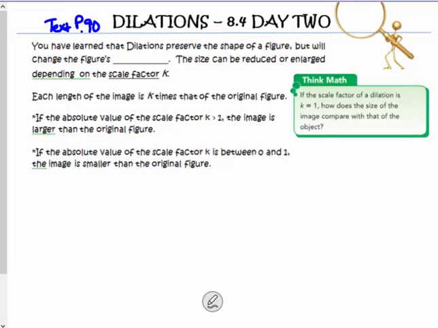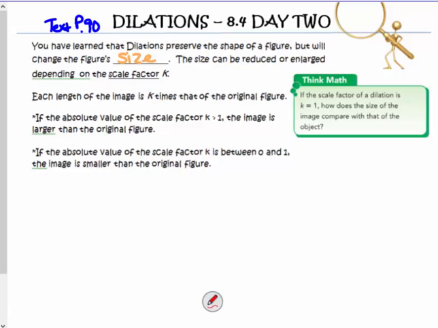This video is Dilations, Day 2, 8.4 in your textbook on page 90. So you have learned that dilations preserve the shape of a figure, but change the figure's size. The size can be reduced or enlarged depending on the scale factor k. Each length of the image is k times that of the original figure.